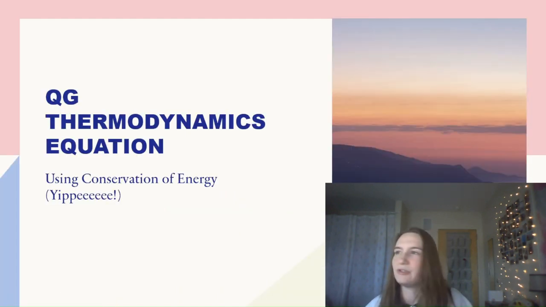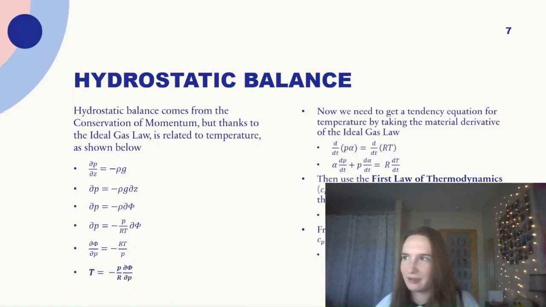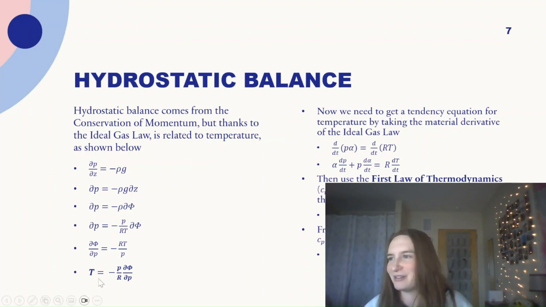All right, QG thermodynamics. We're going to use conservation of energy. Yay. Hydrostatic balance comes from the conservation of momentum, but thanks to the ideal gas law, it's related to temperature. Here's how you get temperature from the ideal gas law. You can go through those steps if you want, but here's how you get it. Now we need a tendency equation for temperature by taking the material, the complete derivative, of the ideal gas law.